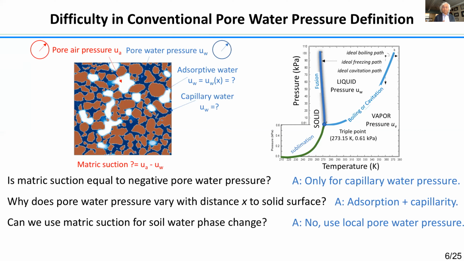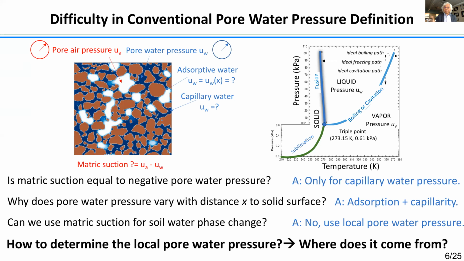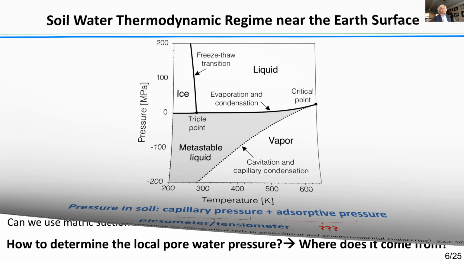We know that you can use the double layer, which is one of the theories for absorption, but not all of them. In fact, the double layer is one of the weak ones for the absorption force. I mentioned other forces. So how do we determine this local pressure? And more fundamentally, what are they and where do they come from? That's what I'm going to talk a little bit more about.